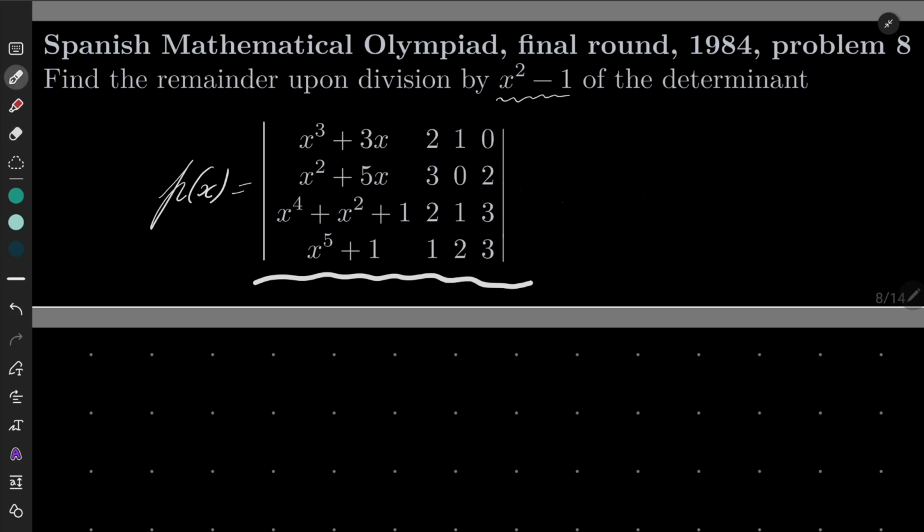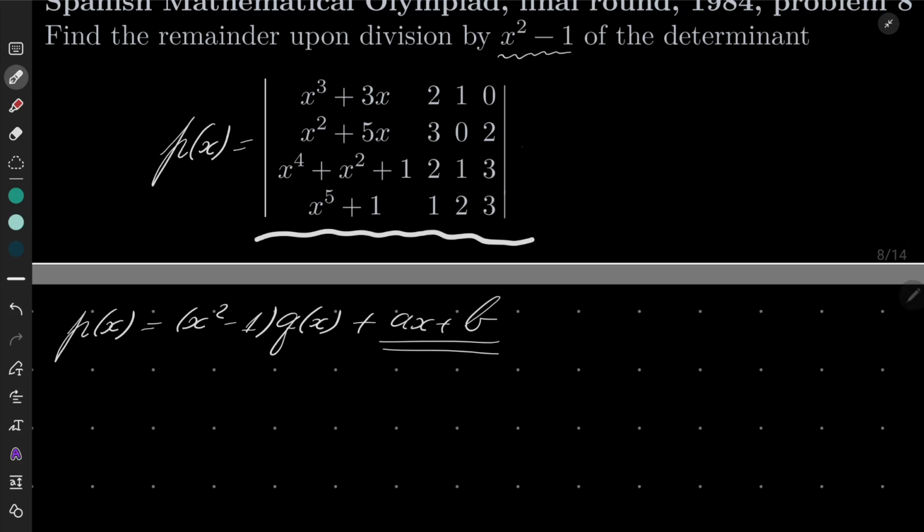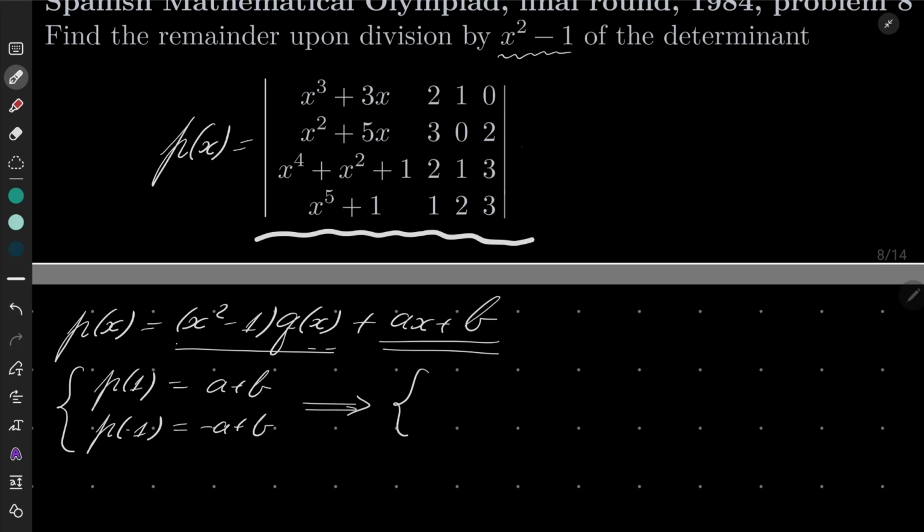Okay, so I hope that you managed to solve it. As I stated, p of x can be expressed as x squared minus 1 times some quotient plus our remainder, and this remainder is what we want. Now, if we set x to 1 and minus 1, this part disappears and we have just p of 1 equals a plus b, and p of minus 1 equals minus a plus b. From these two equations it can be derived that a equals p of 1 minus p of minus 1 over 2, and b equals p of 1 plus p of minus 1 over 2.